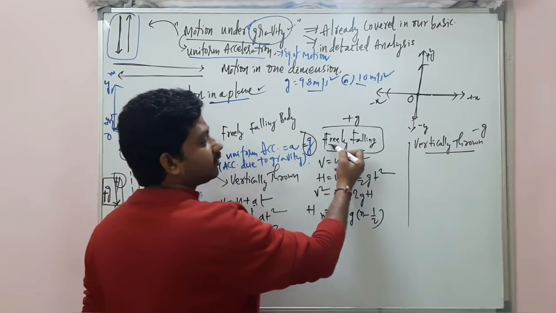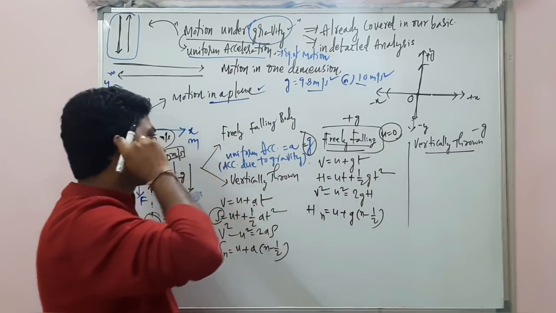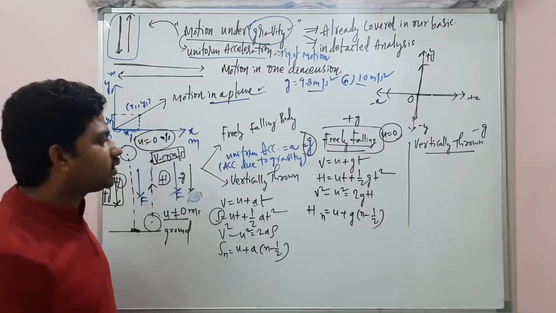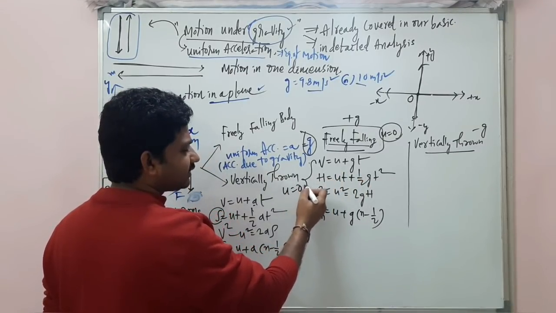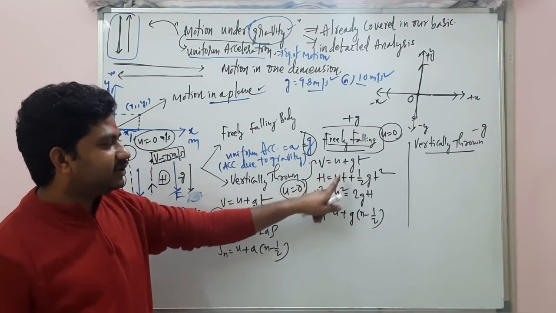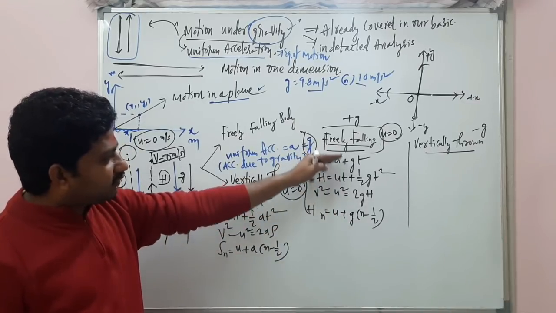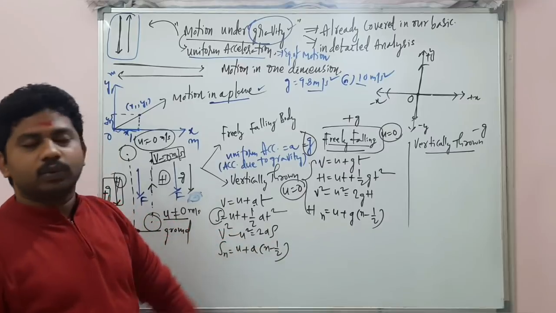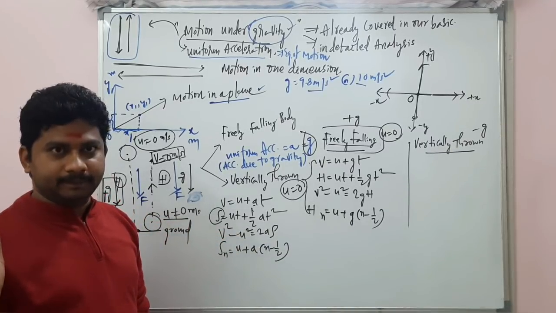As I am talking about a freely falling body, the initial velocity will be 0, my dear students. Initial velocity is what? 0. Okay. So everywhere you can substitute initial velocity 0. You get some other equations. Same, simple. That's it. These are the basic formulas, basic equations of motion when the body is falling freely.